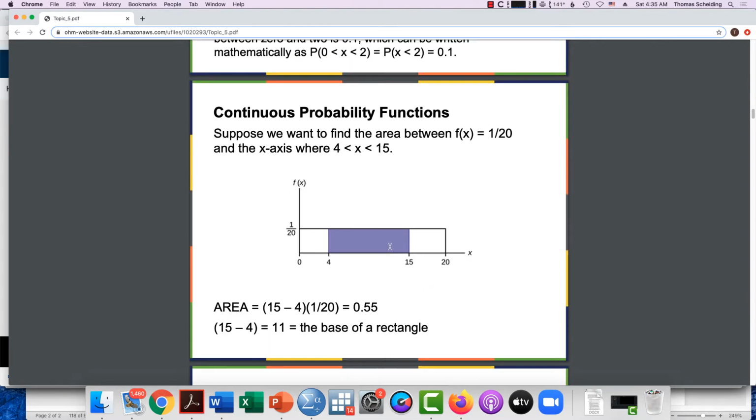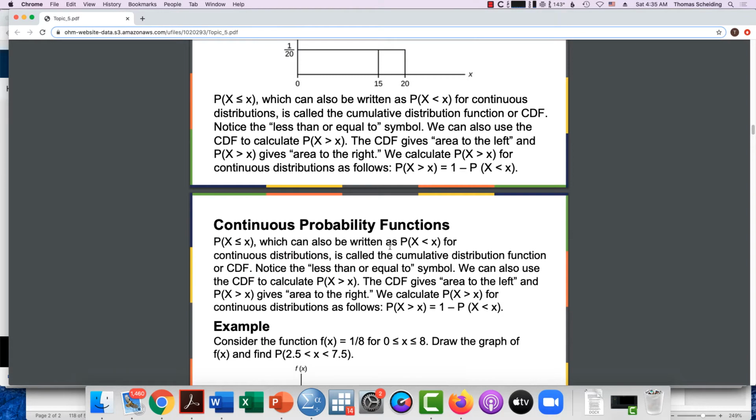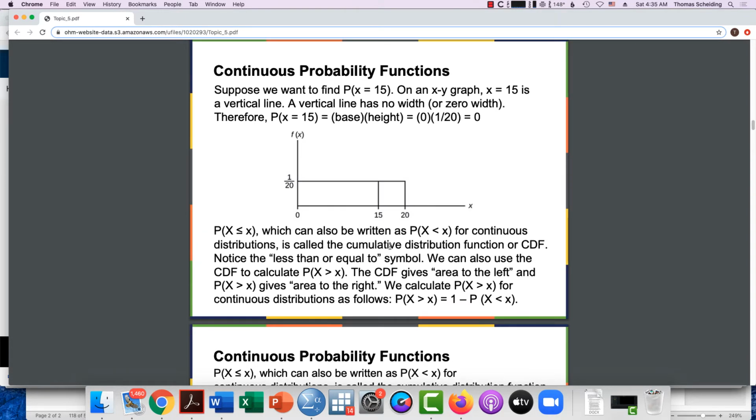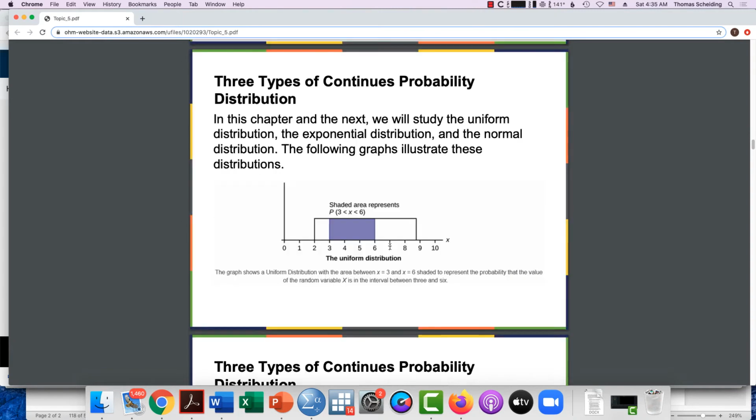Understanding this a little bit of a different way, if we want to understand the interval from 4 to 15, that's a difference of 11. 11 times 1/20th gets us a 55% probability. And then what we can do here is determine right-hand sides, left-hand sides, tails, and the median and the mean.